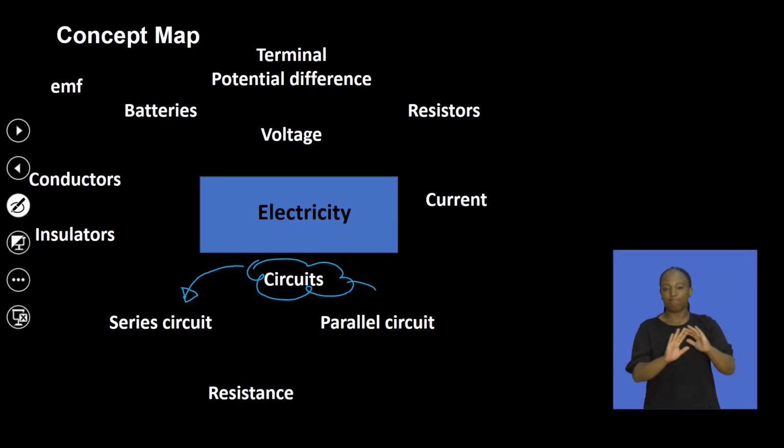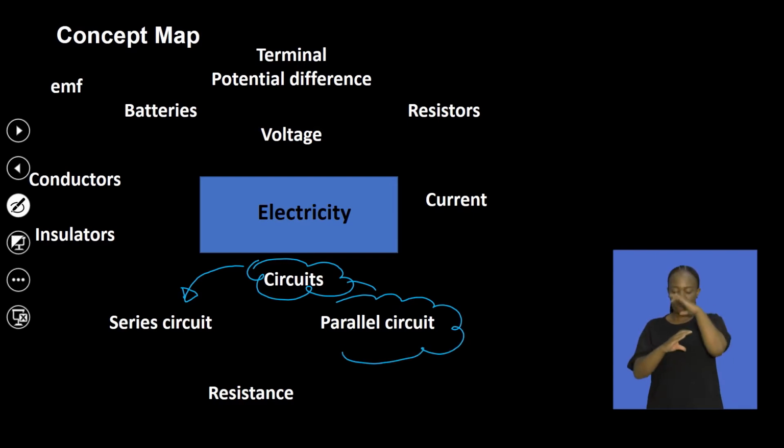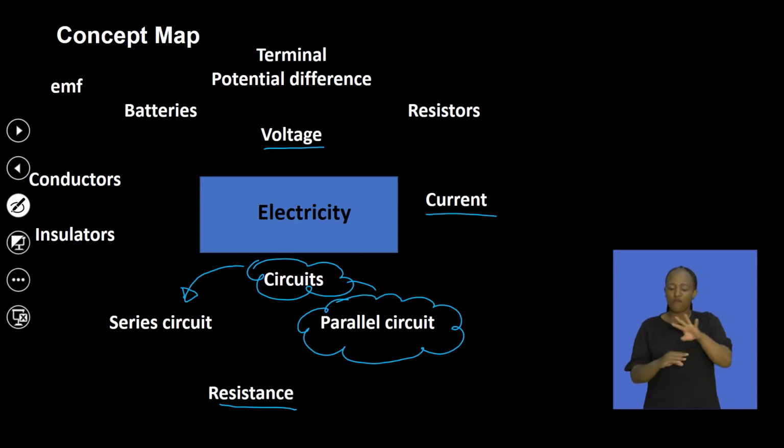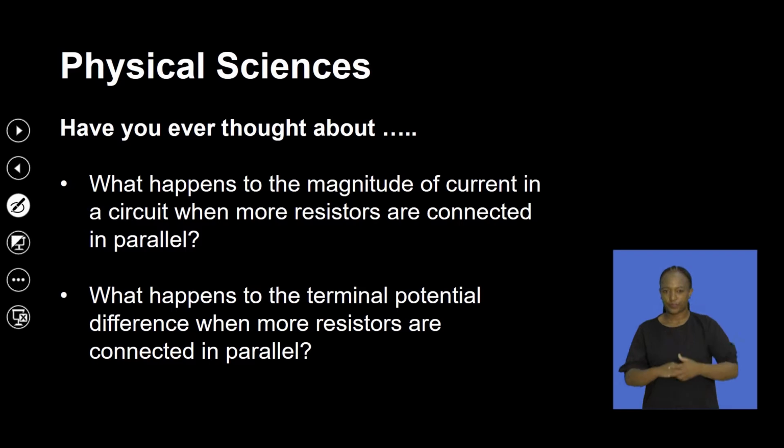But today our focus will be on the parallel circuit. We would want to investigate how it affects the magnitude of current and voltage as well as resistance if we keep on adding resistors in parallel. The thinking that will guide our discussion is: what exactly happens to the magnitude of current in a circuit when more resistors are connected in parallel?